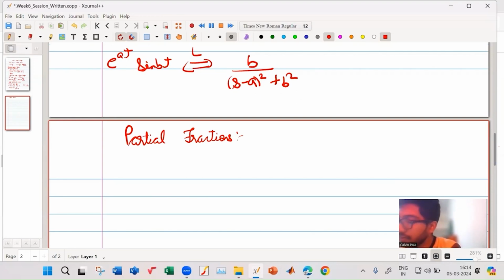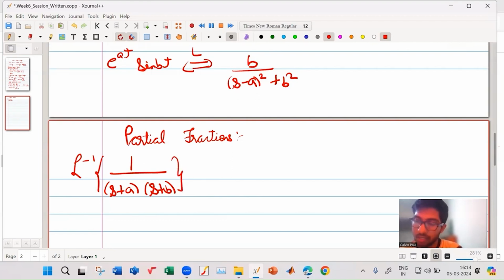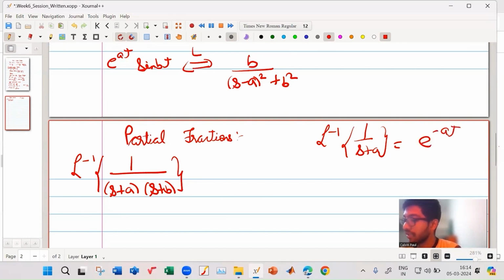So suppose we have 1 upon (s plus a) into (s plus b). We want to find the Laplace inverse of this. This is difficult for us to do. So we know the Laplace inverse of 1 upon s plus a is e raised to minus at. Similarly, the Laplace inverse of 1 upon s plus b is equal to e raised to minus bt. These are very standard formulas.